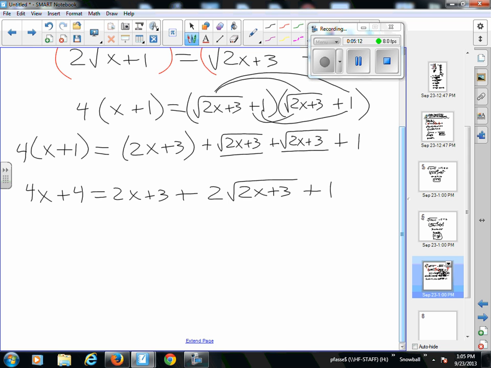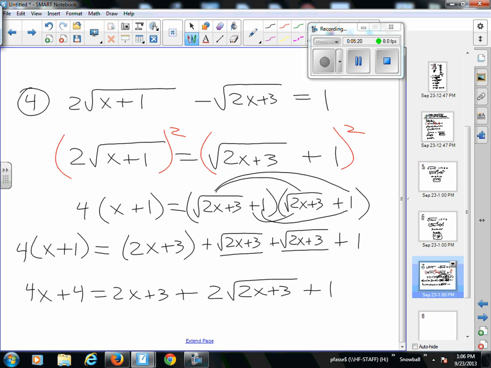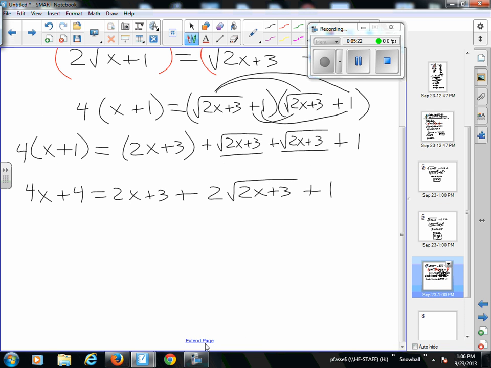And now let's get the radical by itself. Now we only have one radical, just like we had back in this example, or this one, when we had radicals by themselves, we can square to get rid of them. So I'm going to subtract the 2x term over. That will give us 2x. 3 plus 1 gives us 4, which cancels with that. And over here we have 2 root 2x plus 3.